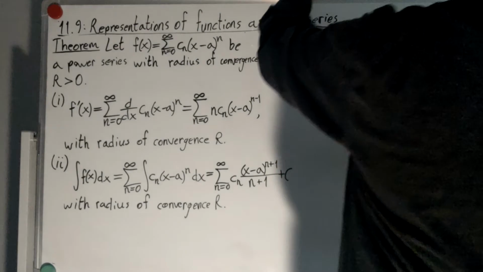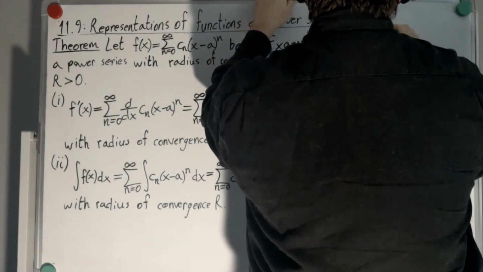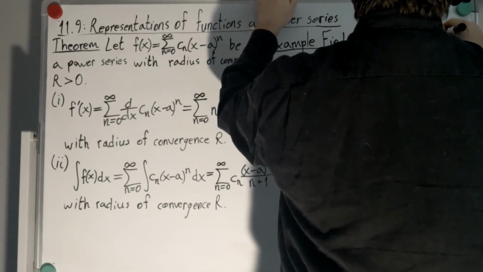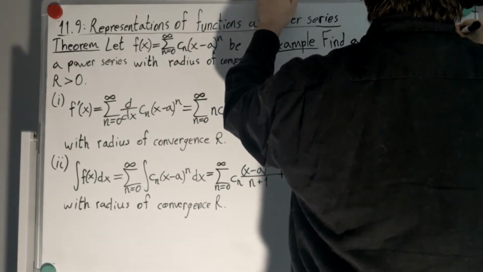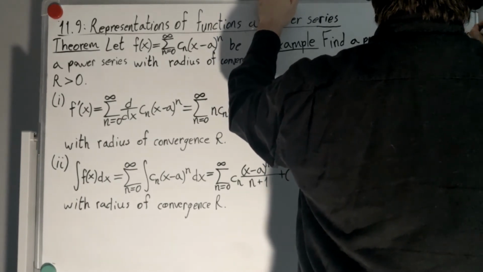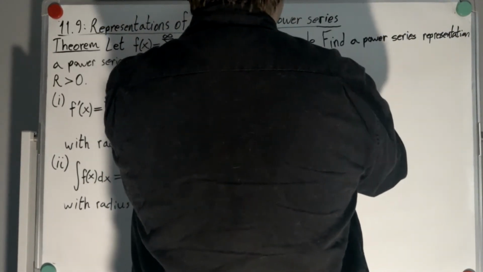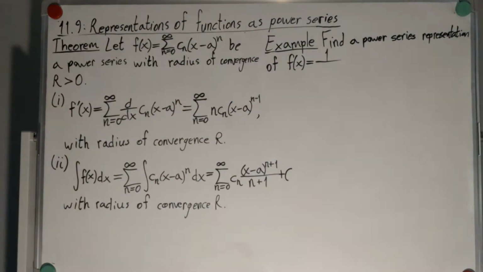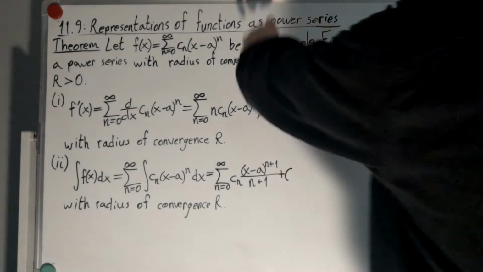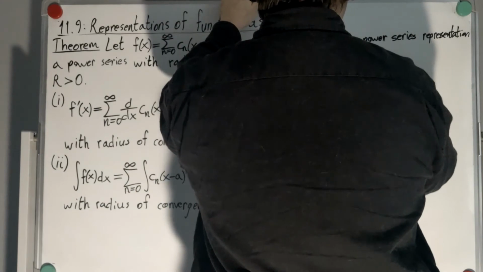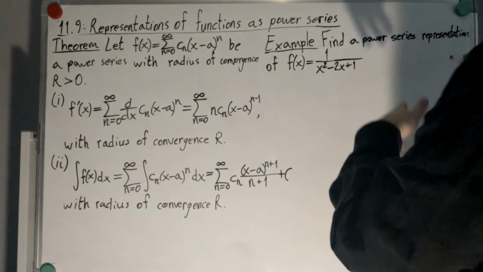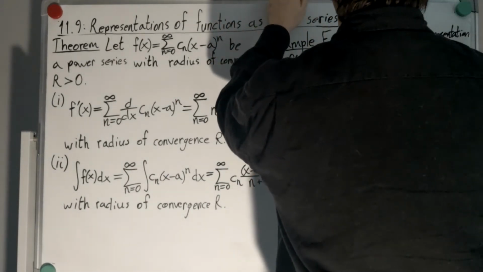So we're going to say, find a power series representation of f of x equals 1 over x squared minus 2x plus 1, and find its radius of convergence.